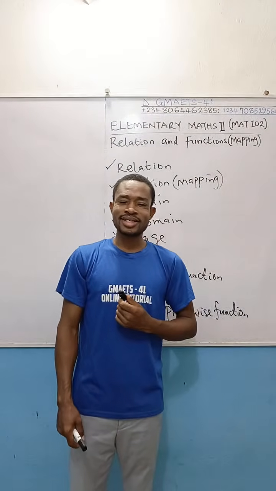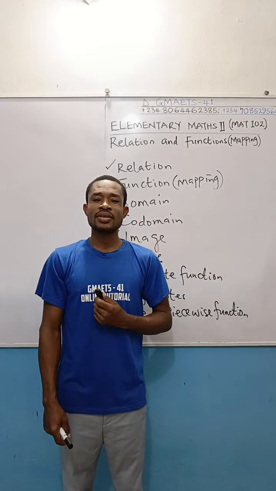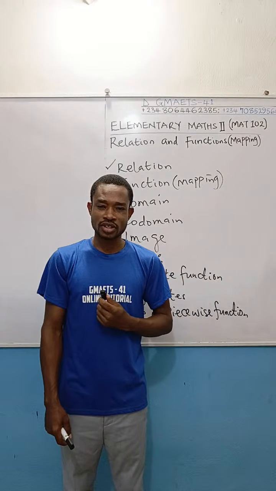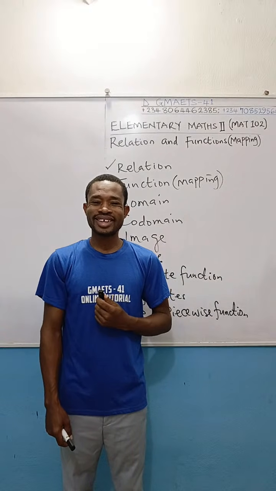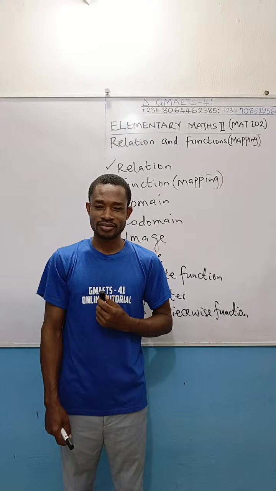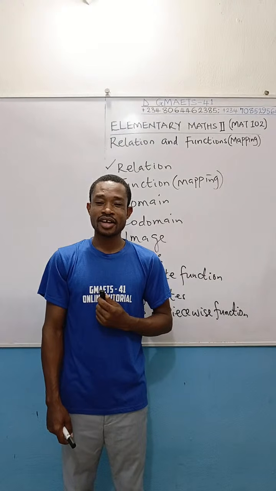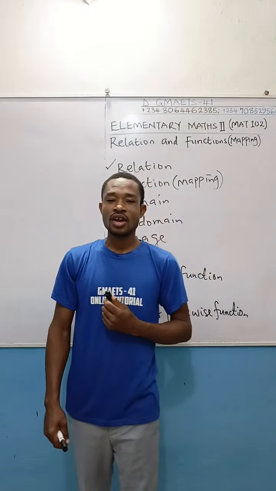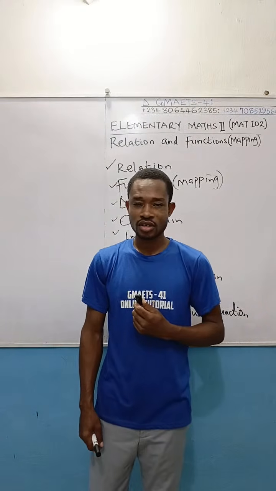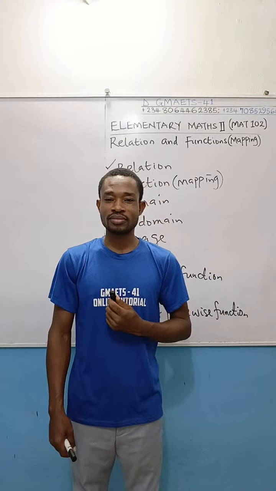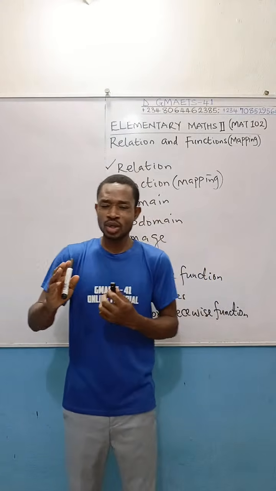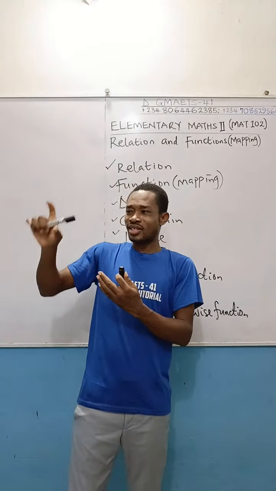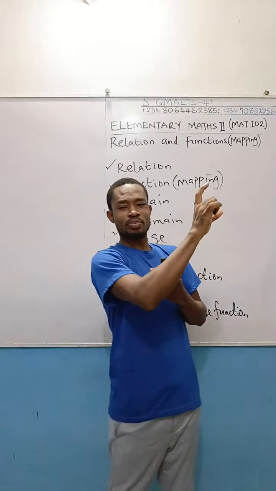A relation is defined as a subset of the Cartesian product of A cross B. Now, usually we could hear this term, a relation from a set A to a set B.